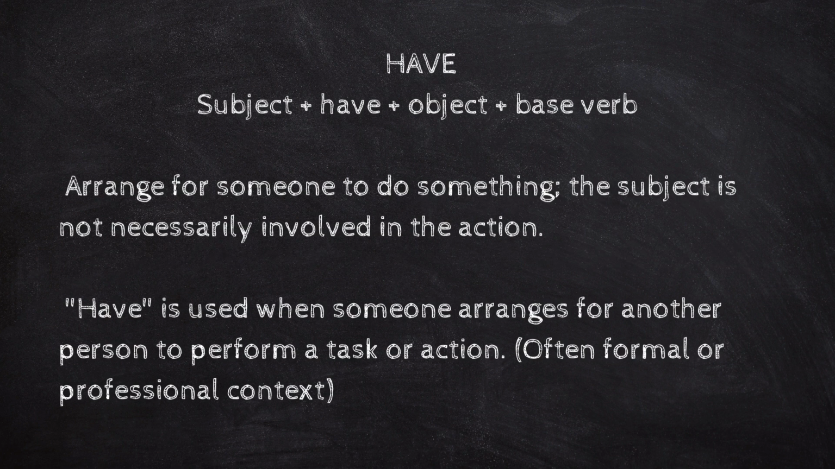Let's start with have. The structure of using have as causative is first subject, then object, and then the base of the verb. We use it to arrange for someone to do something. Here, the subject is not necessarily involved in the action. In other words, it is used when someone arranges for another person to perform a task or action. Mostly it is used for formal or professional context.